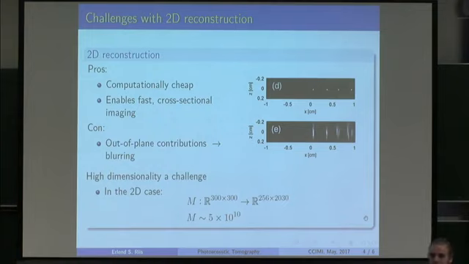However, extending to a 3D reconstruction isn't entirely unproblematic, because already in 2D you have a high dimensionality, so the forward model is of the order of 5 times 10 to the power of 10 variables. So extending this to 3D reconstruction would be computationally impractical.